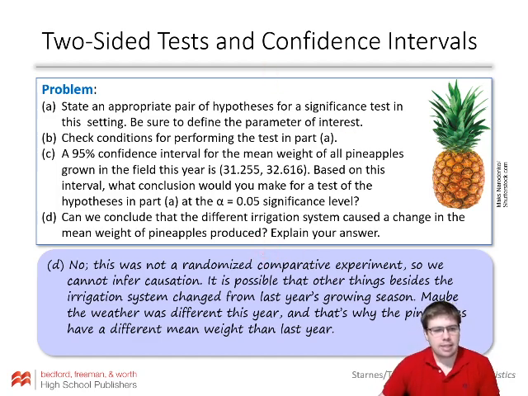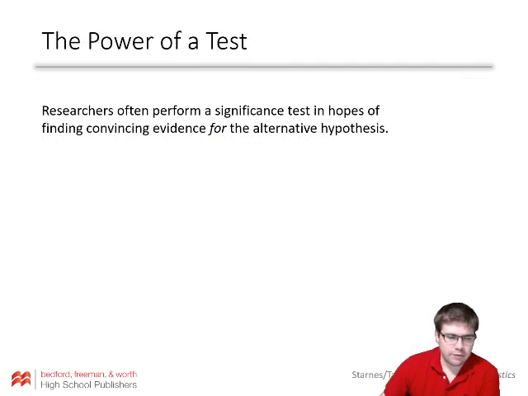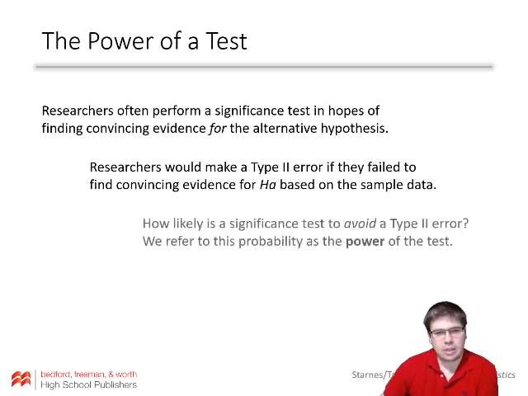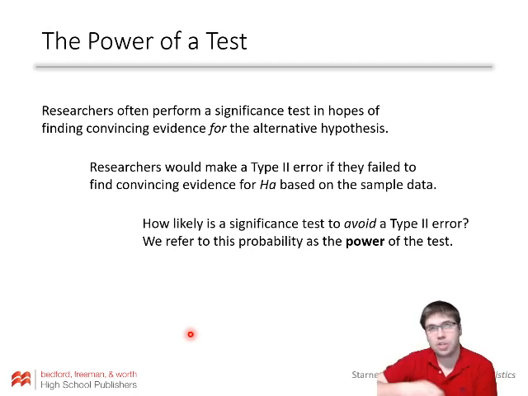All right, and then the last thing from this section is power of a test, and power is a weird concept related to the errors. Researchers often perform a significance test in hopes of finding convincing evidence for the alternative hypothesis. Researchers would make a type 2 error if they failed to find convincing evidence for the alternative hypothesis based on the sample data, when the alternative hypothesis is actually true. How likely a significance test is to avoid a type 2 error is called power. So it's how likely we would reject when we should reject.